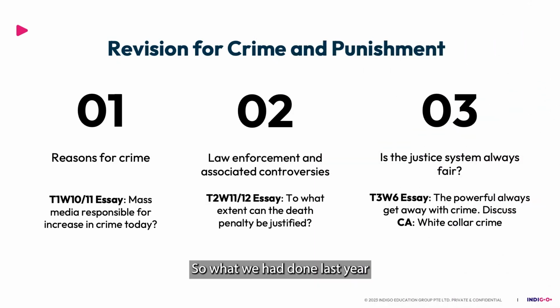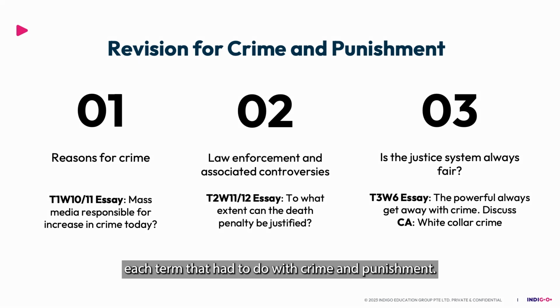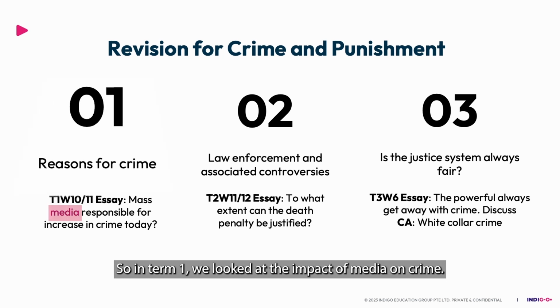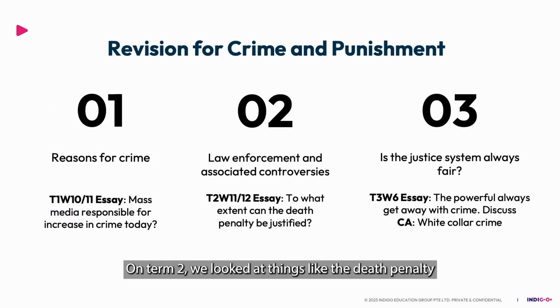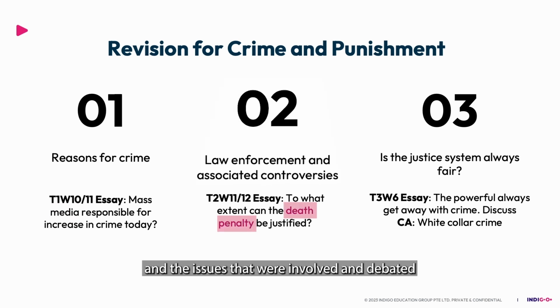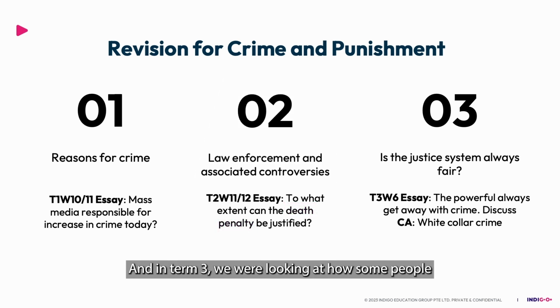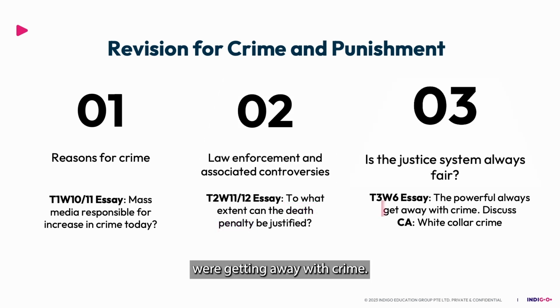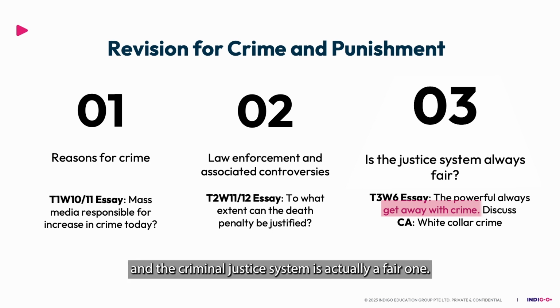So what we had done last year was that we had actually done an essay each term that had to do with crime and punishment. So in term 1, we looked at the impact of media on crime. In term 2, we looked at things like the death penalty and the issues that were involved and debated with regards to the death penalty. And in term 3, we were looking at how some people were getting away with crime. So whether or not the criminal justice system is actually a fair one.